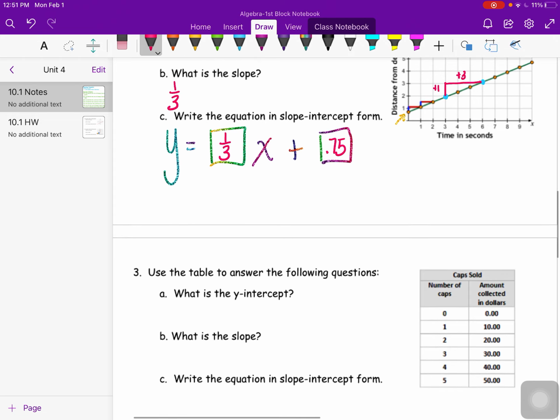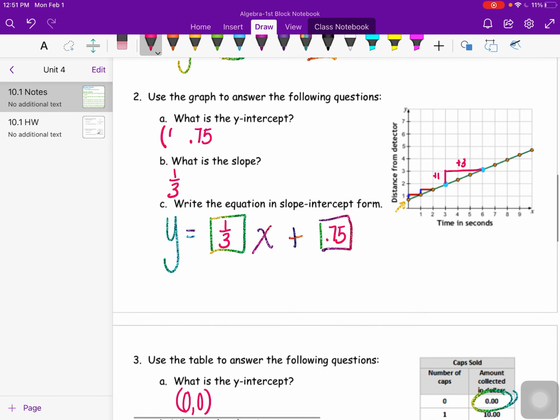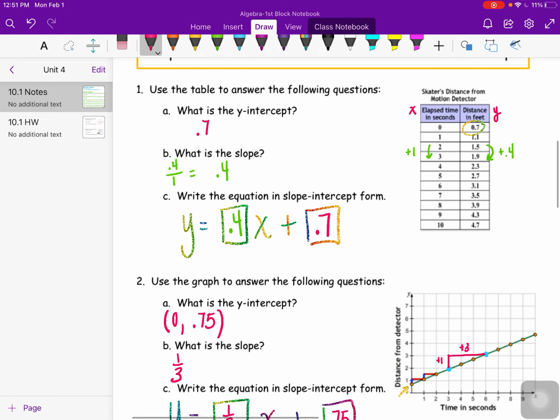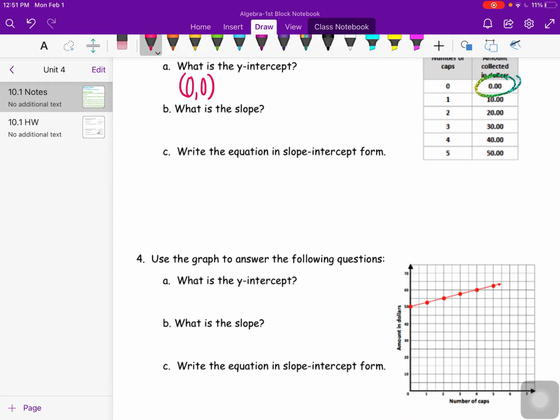Okay, we're back to a table, looking at the y value when x is 0. There it is. The y-intercept is 0, 0. I do want you to get into the habit of writing the y-intercepts as points, so really up here I should have (0, 0.75) and (0, 0.7). So 0, 0. What is the slope? Well, from 10 to 20, my change in y is +10. My change in x is +1. I'm going to divide those two, and my slope is 10.